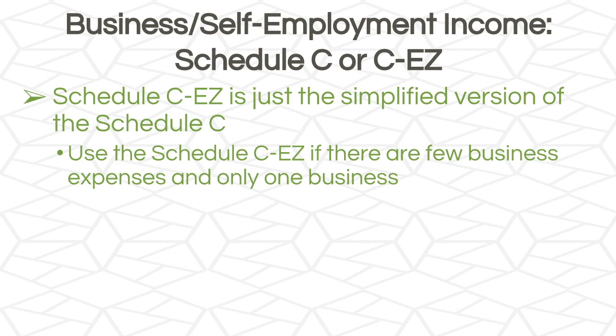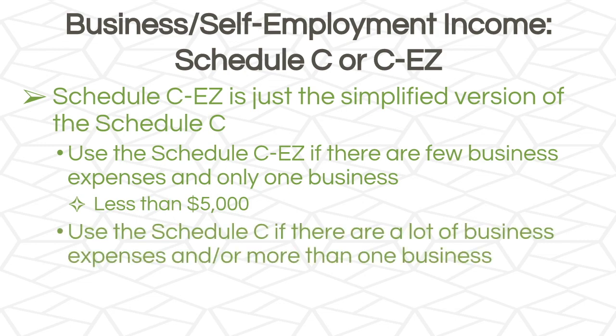So we're going to use the Schedule CEZ if there are few business expenses and only one business. And what I mean by few business expenses is less than $5,000. And then we're going to use Schedule C if there are a lot of business expenses or more than one business. But remember, for VITA purposes, the business expenses cannot exceed $25,000. So we're going to use Schedule C if the expenses are between $5,000 and $25,000. And again, that's just a limit on expenses, not a limit on income.